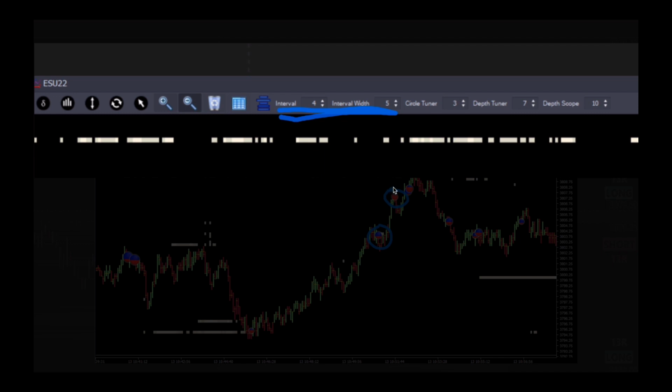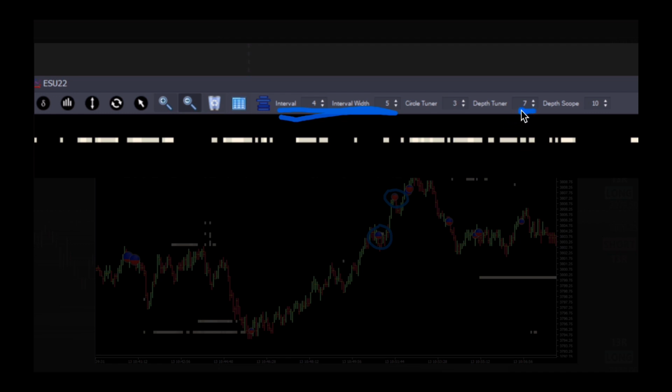Fairly not sensitive. You can increase the sensitivity and you'll get a lot more of these circles, right? You can decrease a little bit and get fewer. So I usually hover around 2 to 3 on my circle tuner. I just want to see when the really big volumes start to come in.